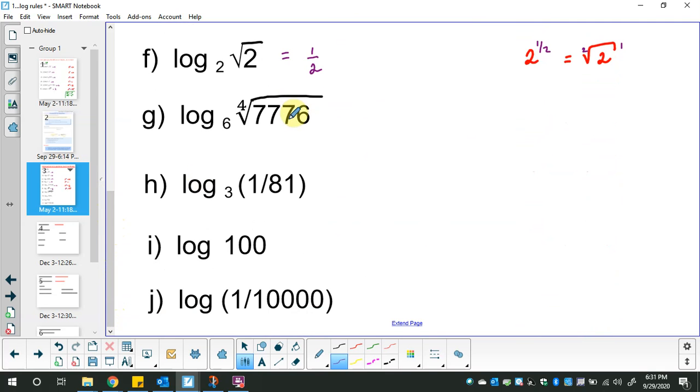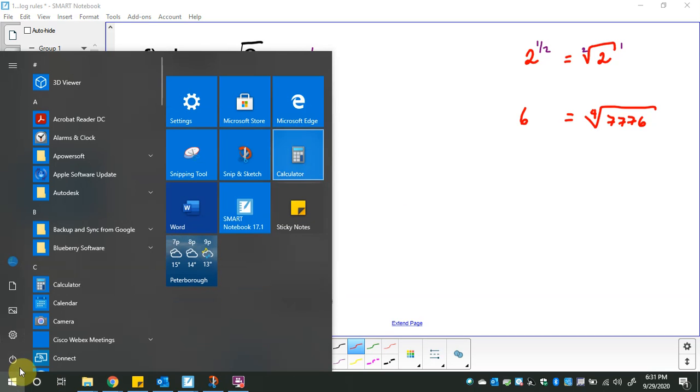this one. So this is saying, what power on 6 is equal to the 4th root of 7776? So usually the numbers at a school that doesn't let you use your calculator, they don't get that high. I'm going to take out the calculator and see if I can figure out what the fourth root of 7,776 is, in case I can make this a little bit nicer.